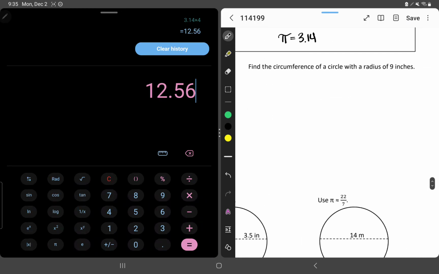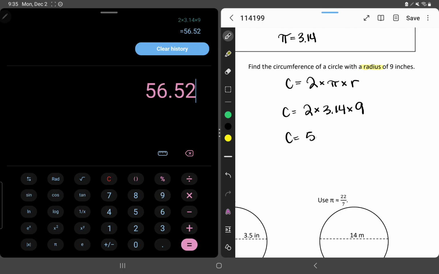Now this one says, find the circumference of a circle with a radius of 9 inches. So remember, for our radius, we have circumference equals 2 times pi times radius. Or, in this case, C, or circumference, equals 2 times 3.14 times your radius, which is 9. I'm going to type all that into my calculator, and we get that circumference equals 56.52, and it does say inches, so our circumference is in inches.